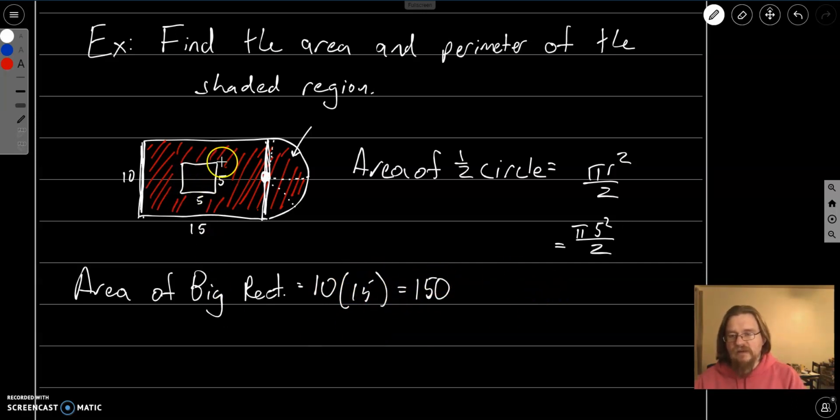Now I need to take the area of the small rectangle, and in fact that's actually a square, and I'm just going to take 5 times 5.